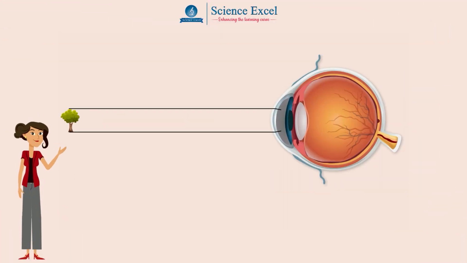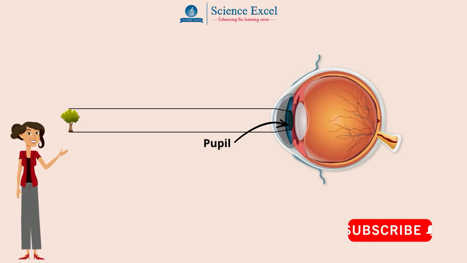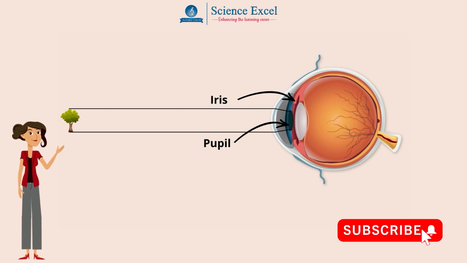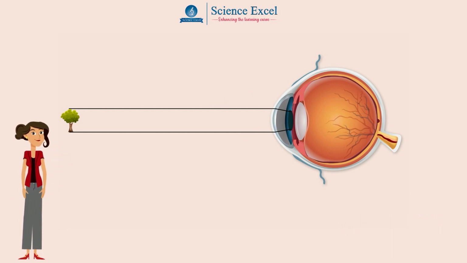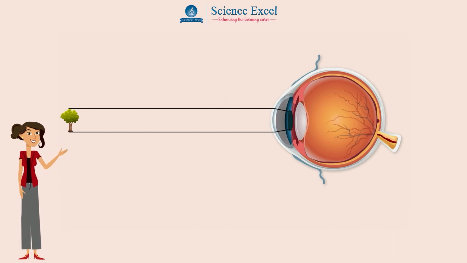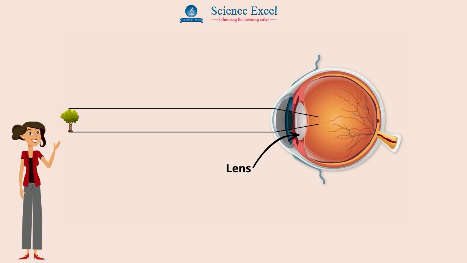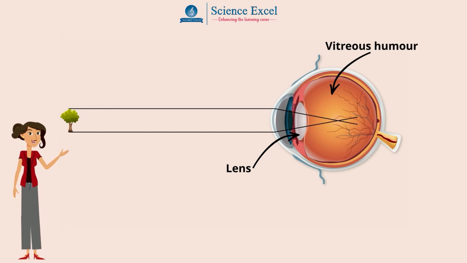Now further, the light passes through the pupil, the opening in the center of the iris. The iris controls how much light the pupil lets in. After passing through the pupil, the light rays pass through the lens, which refracts the light and converges them further. The light then passes through the vitreous humor and falls on the retina where the image is formed.